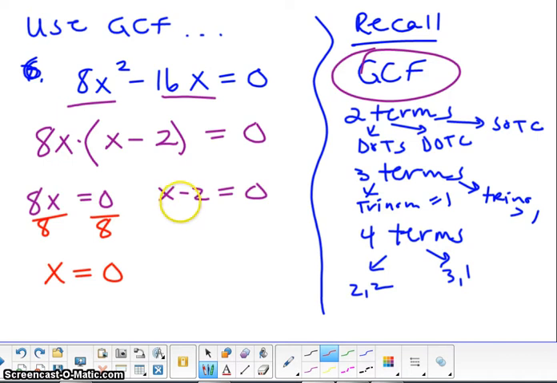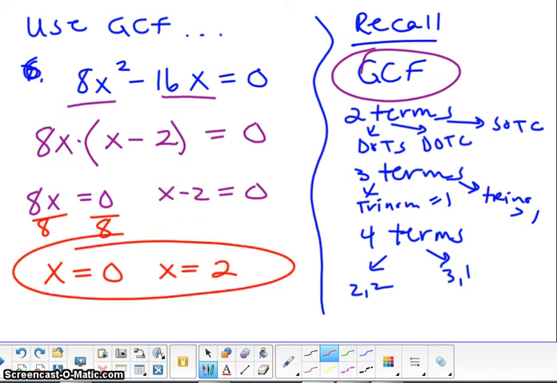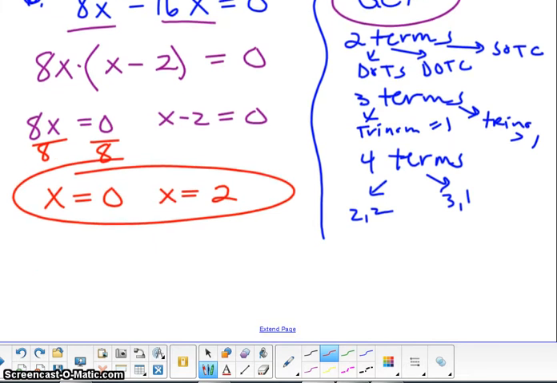And I add 2 to both sides, I get x equals 2. So those are going to be my 2 answers. Okay, so let's go on to the next one.